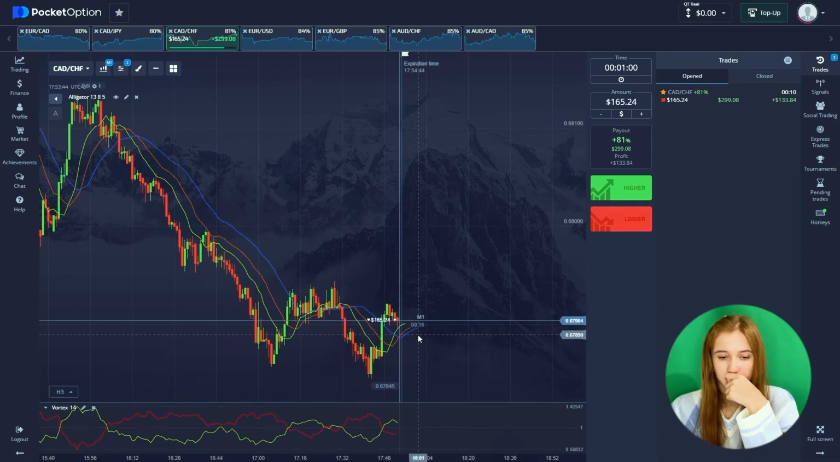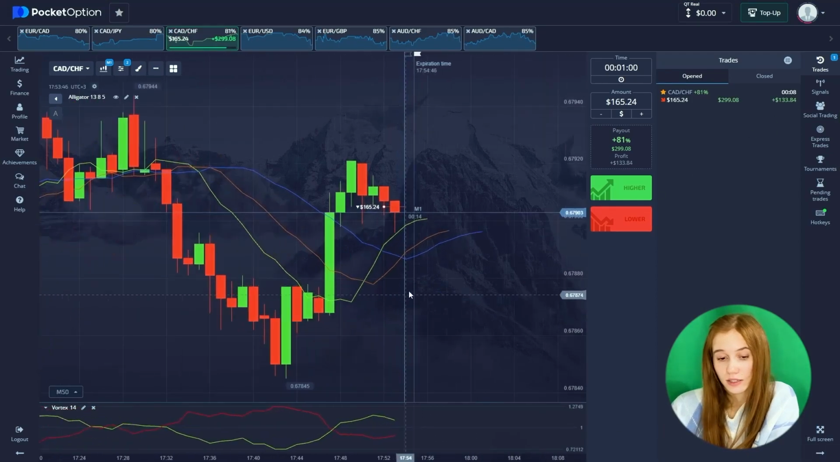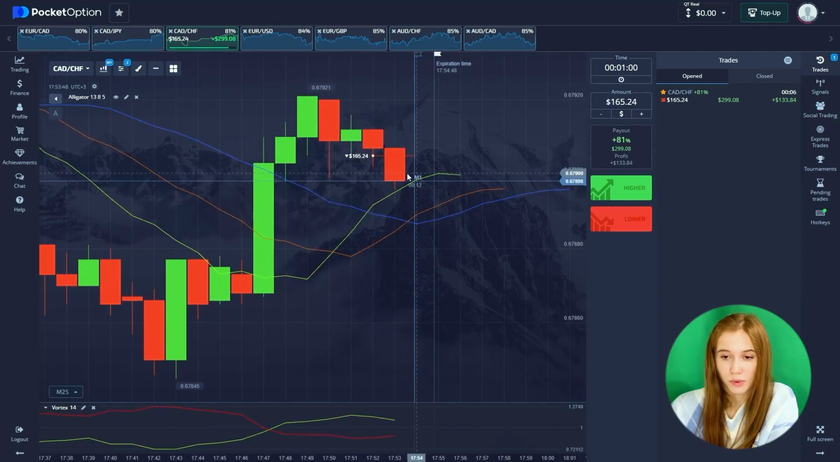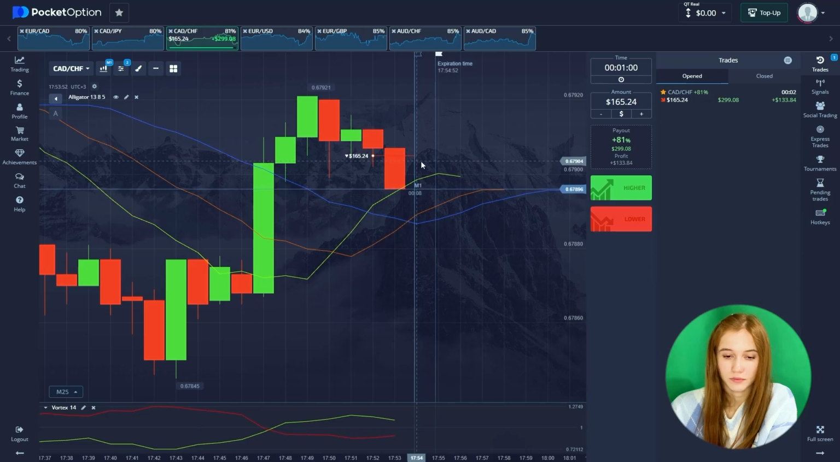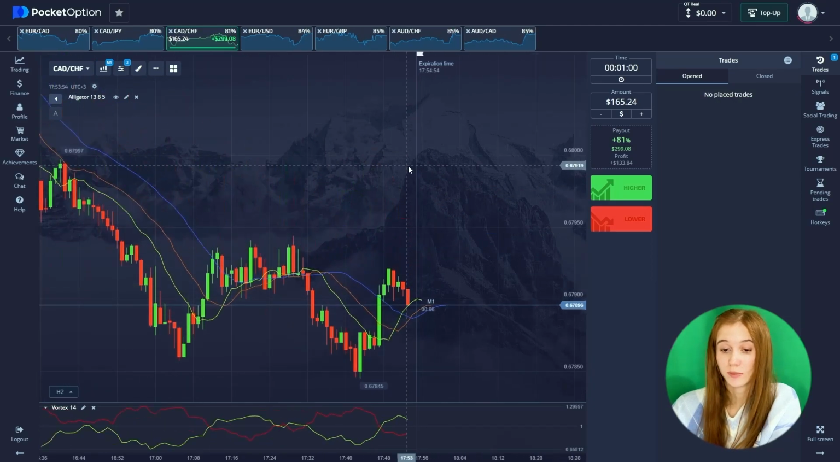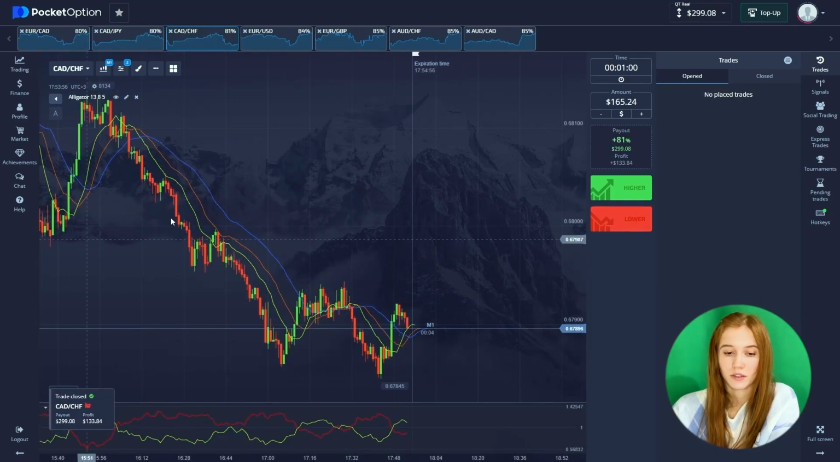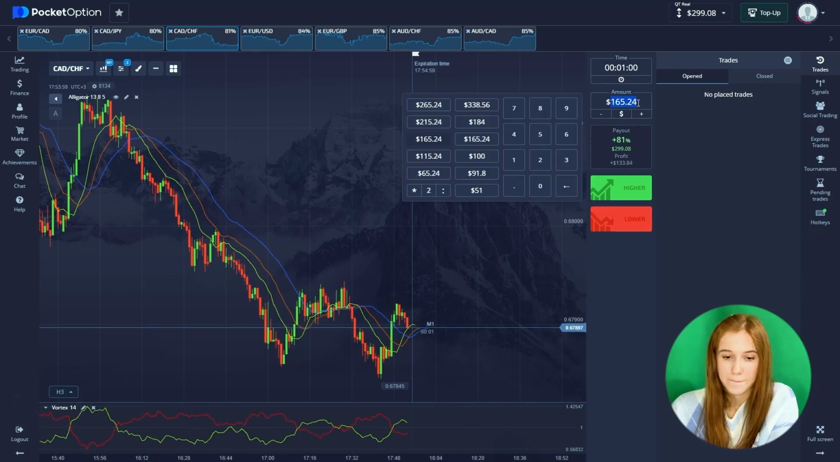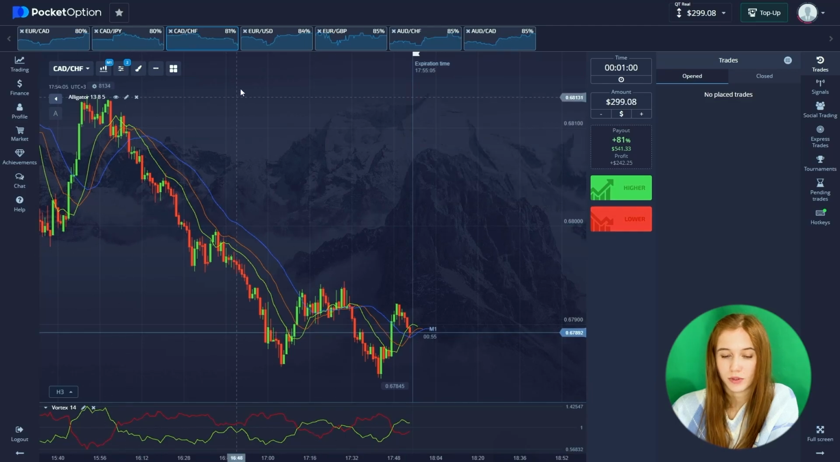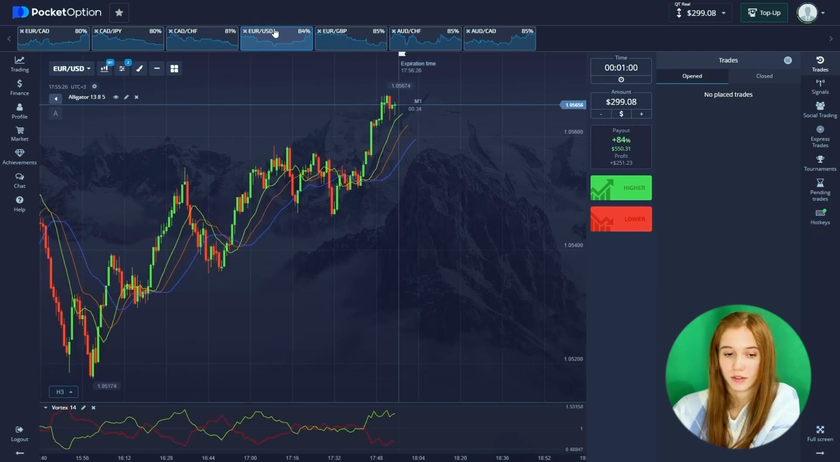So, 8 seconds left until the end of the deal. Zoom it. Drawdown is increasing. It's more or less stable. We increase the deal amount to $299, and we move on to the next concept.